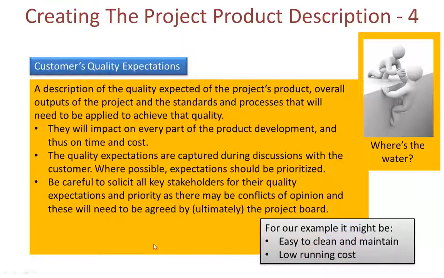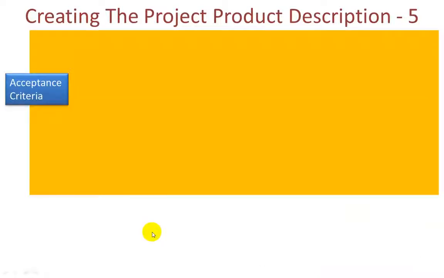For our particular example, it might be easy to clean the swimming pool and to maintain it, or low running costs, in which case we might mention what the actual level of running costs might be for, say, a typical month. The next piece and the final piece here is the acceptance criteria, absolutely crucial, as you might imagine. Now, most importantly, all acceptance criteria must be measurable. You see, the project product description will be used as a reference document against which to get the customer to accept the end product. And if it isn't measurable, it will be open to interpretation.